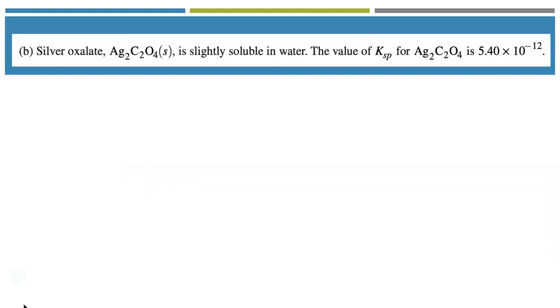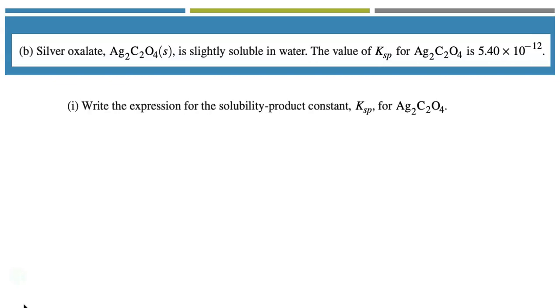And then the question takes a totally different turn. You're like, oh, it's going to be all about Lewis structures and bonding. No. Part B says, silver oxalate, Ag2C2O4 solid, is slightly soluble in water. The value of KSP for silver oxalate is 5.40 times 10 to the minus 12. Okay, that's a really small number. Okay, and we were given the formula, which is really nice.